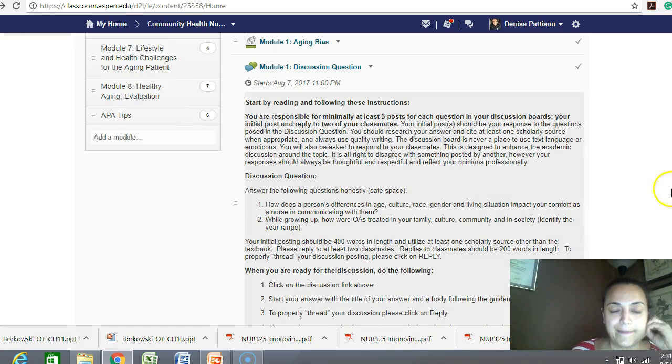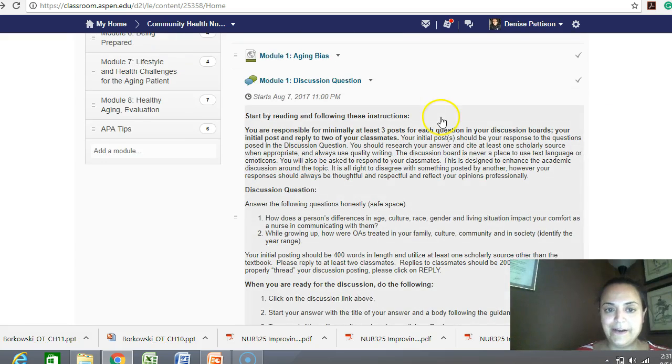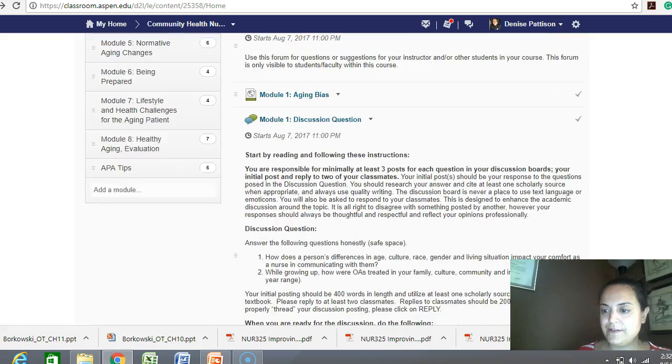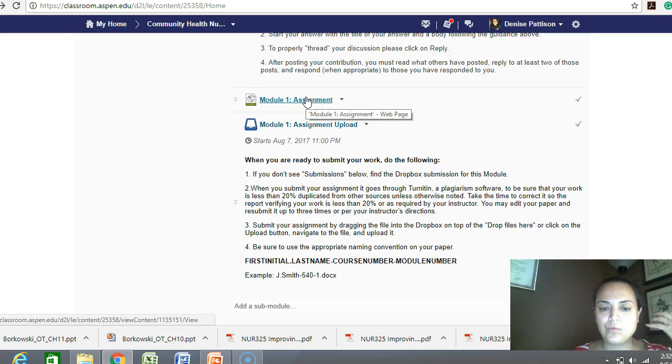Then after the discussion, there will be your Module 1 assignment, and you will upload it here. When you submit your assignment and turn it in, it shows me plagiarism software. So you want to make sure that your work is less than 20% duplicated from other sources.